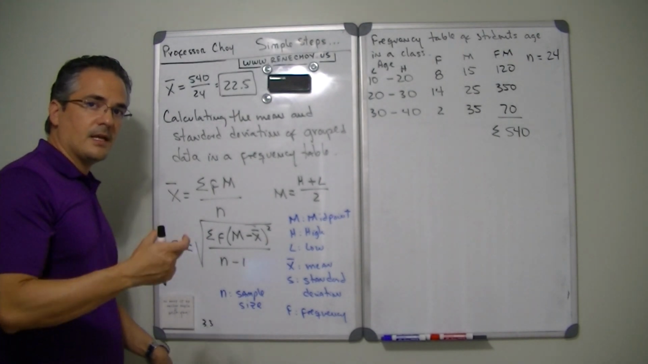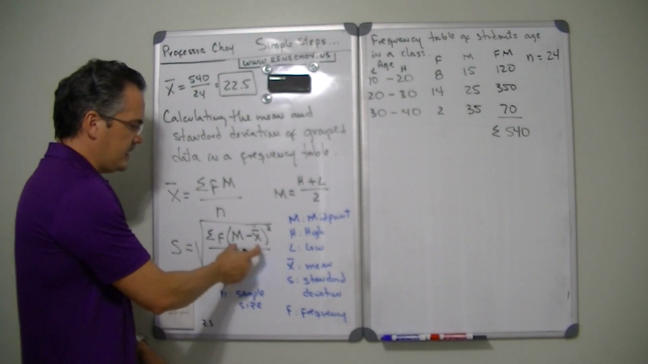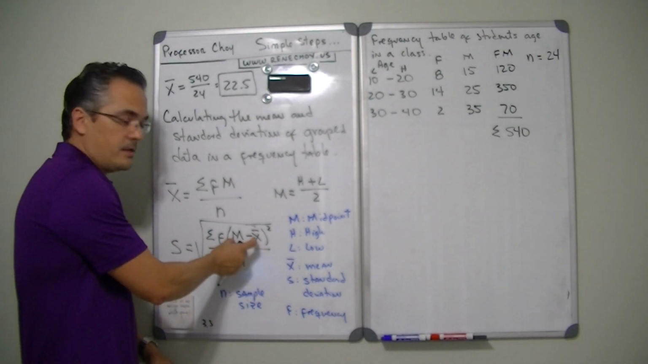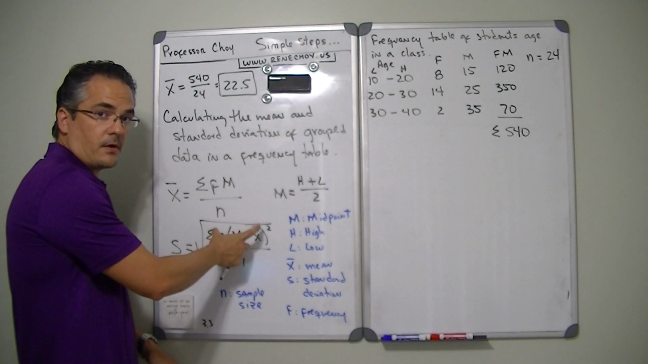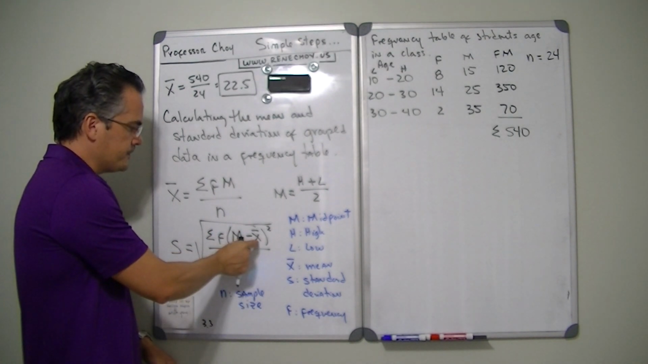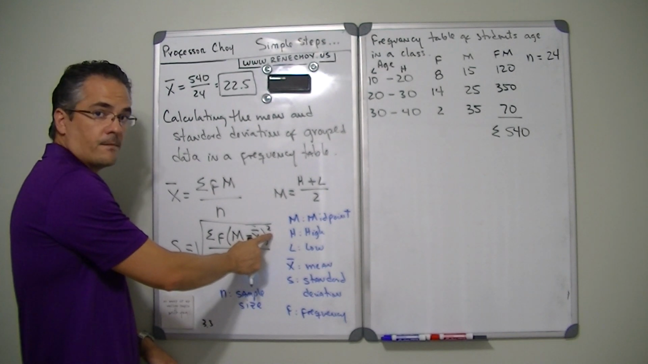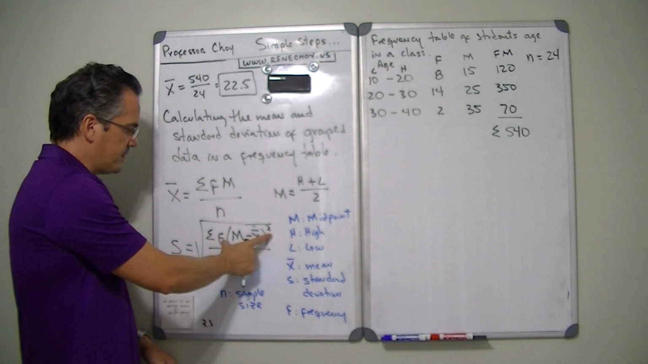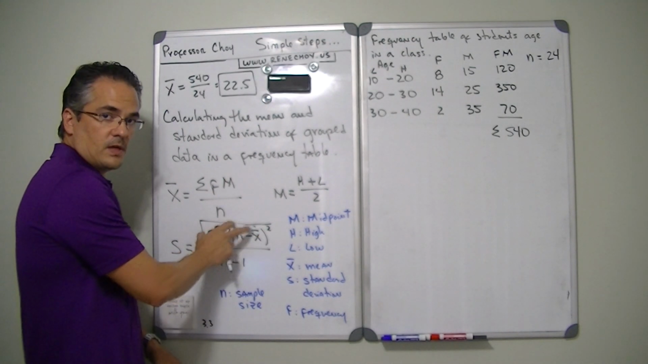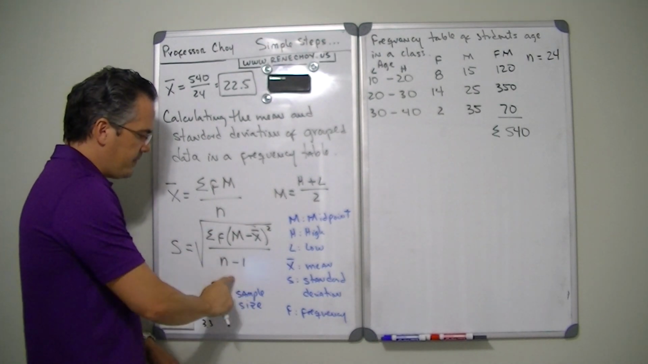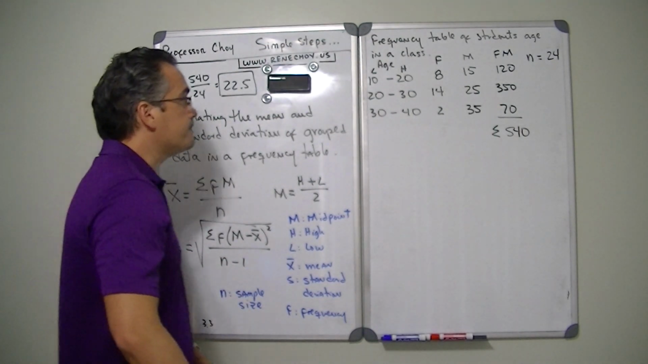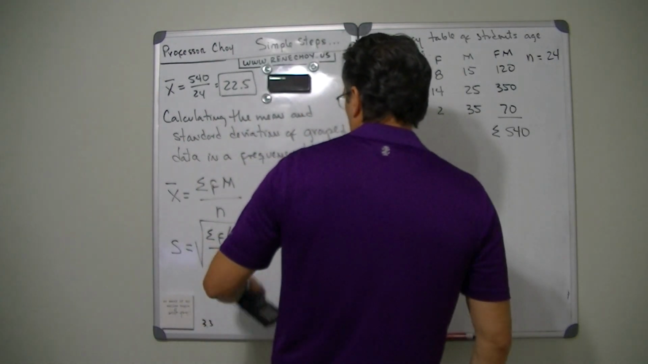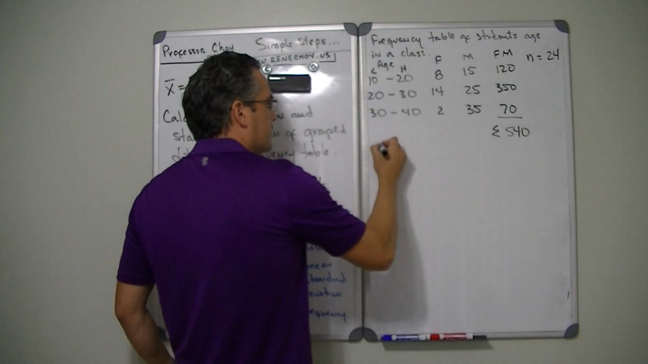So let's take that again, as I mentioned before, and we'll work our way out of the formula. We're going to do this portion, then after that we're going to square, then multiply times the frequency, then add. And then once we've got the top, we're going to divide by the bottom. Alright, so let's do m minus x bar.